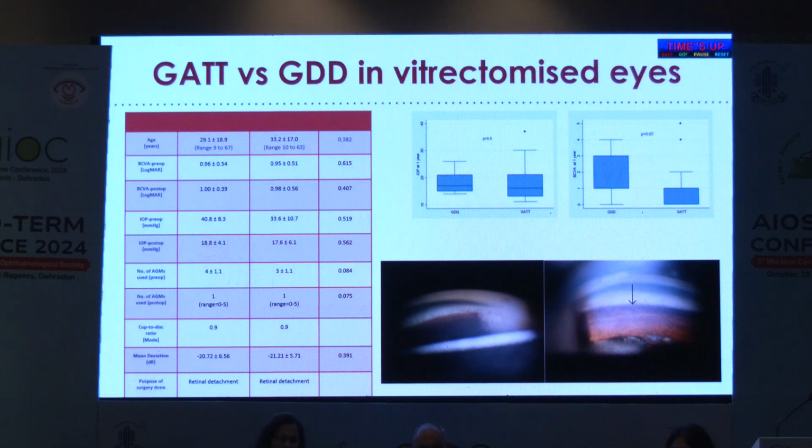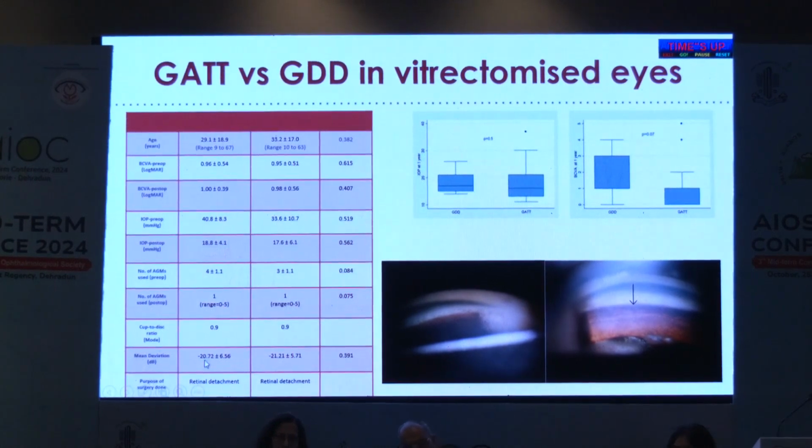Thank you, sir. So GAT can also be used in vitrectomized eyes, when we compared the results vis-a-vis glaucoma drainage device. We saw that the results of GAT were almost similar in IOP lowering and number of AGMs, but the complications were severely decreased. And so this is the IOP at 1 year. In GDD, it was a little higher compared to this group, and the vision was definitely better in the GAT group. So it can be replaced in those cases where the angle is accessible.